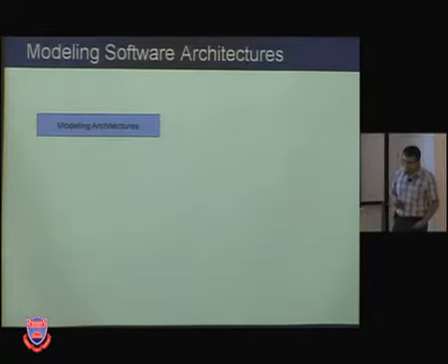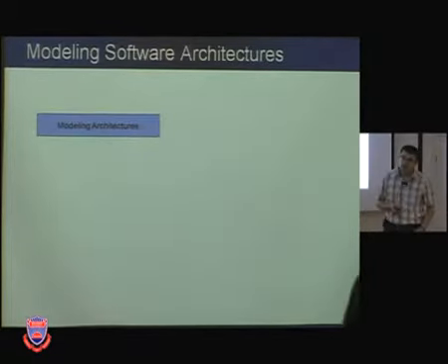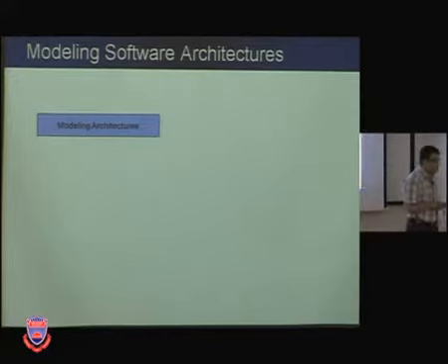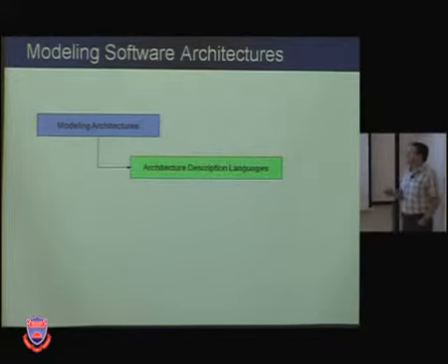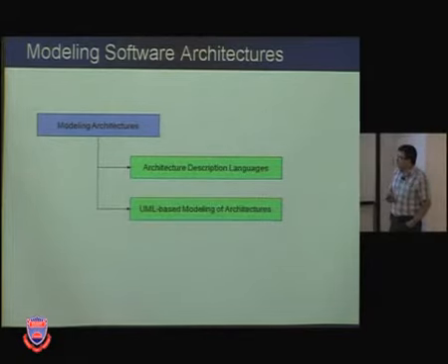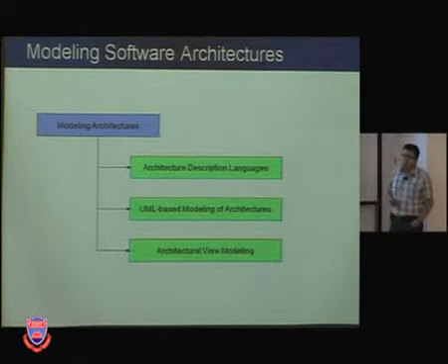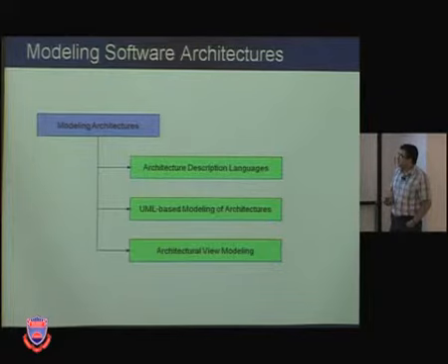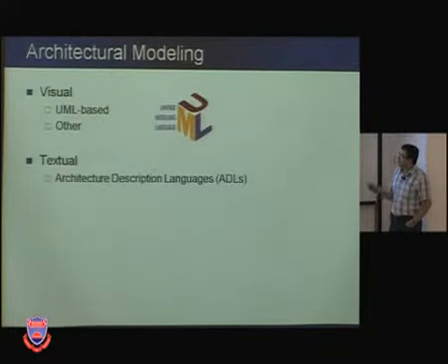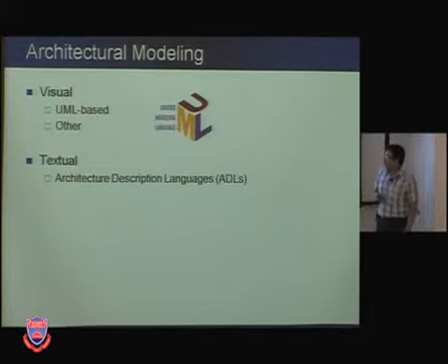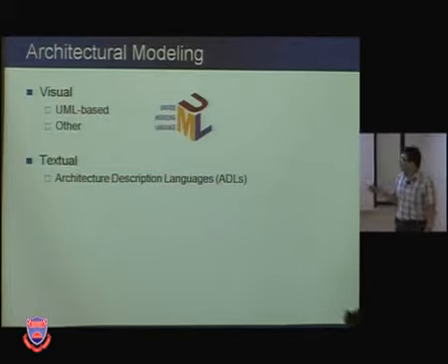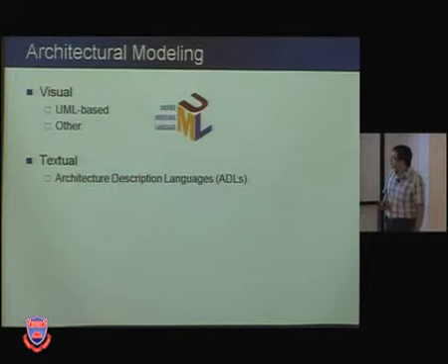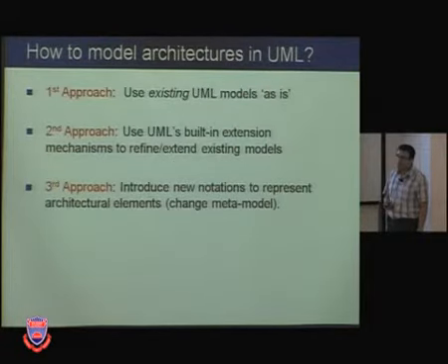We have looked at the modeling of architecture in three categories: architecture description languages, UML-based modeling of architectures, and architecture view modeling. Okay? The textual languages, the visual, and modeling the architecture from multiple views. Architecture modeling can be visual or textual, as we said. For visual, we have looked at UML-based, and textual is architectural description languages. How to model architecture in UML? We have considered three different approaches.